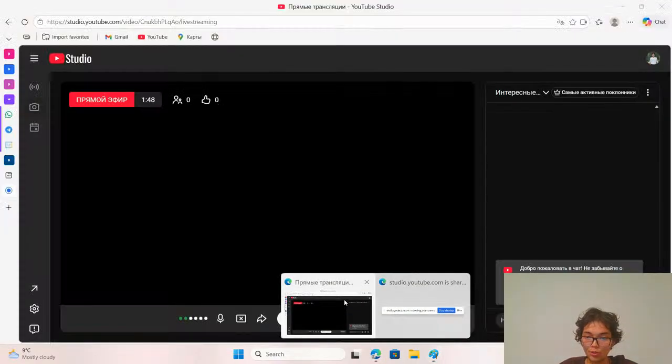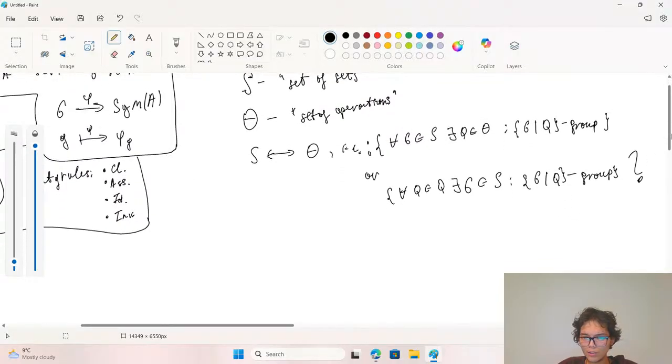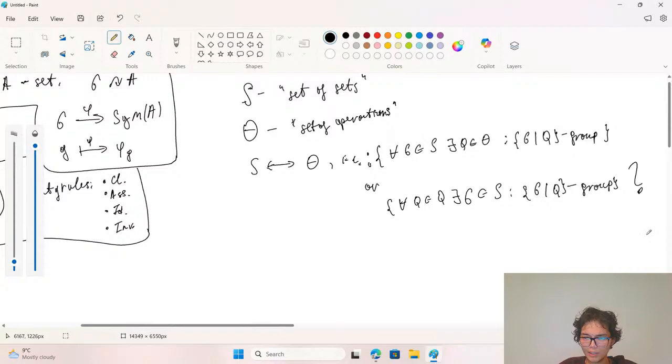Also, I find it interesting that we are looking not at the group, but thinking about what a group is. I hope you can see this well. My face might cover this part.